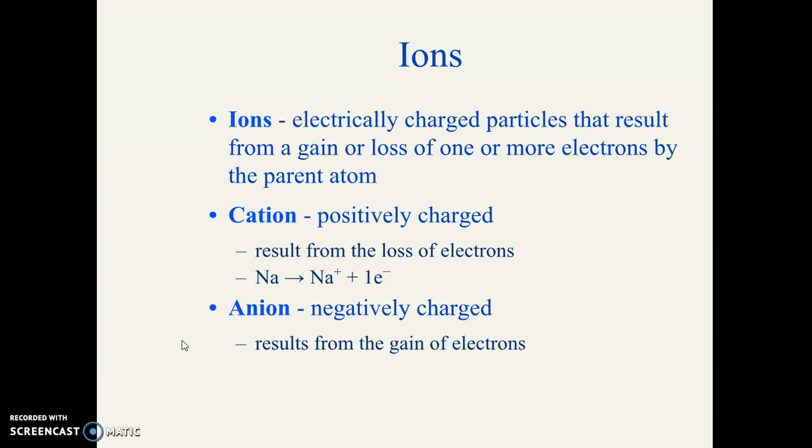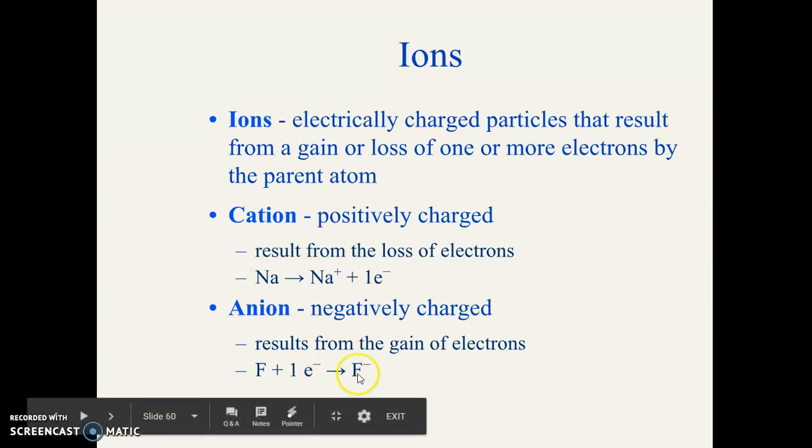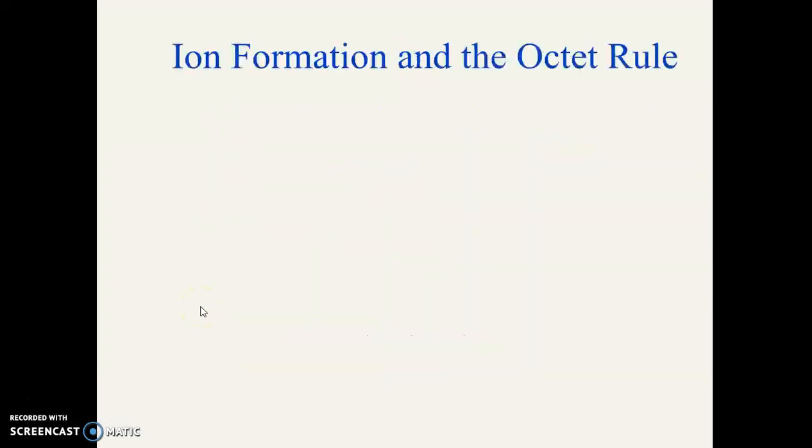Anions are negatively charged ions. And they result from the gain of electrons. So an example is fluorine. Fluorine is going to gain 1 electron and become fluorine with a 1- charge. So all of our metals are cations, and all of our nonmetals are anions.